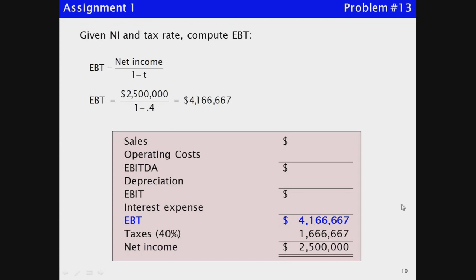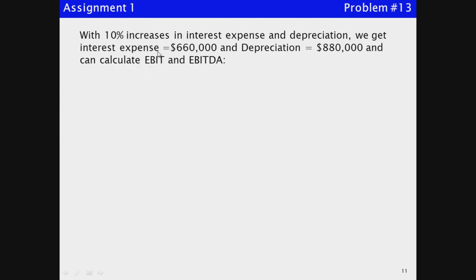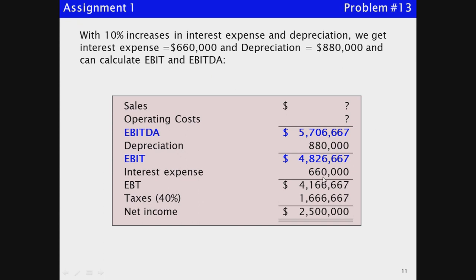We called those numbers out a moment ago. Interest expense will go from $600,000 to $660,000, depreciation from $800,000 to $880,000, and that allows us simply to creep up the income statement up to the EBITDA point of $5,706,667. But now how do we go from EBITDA to sales?